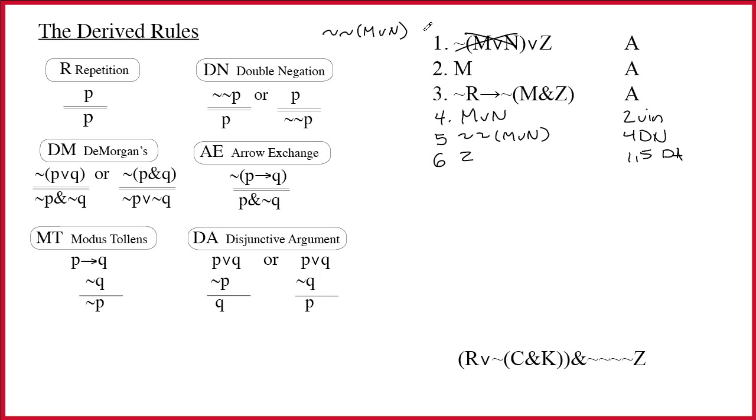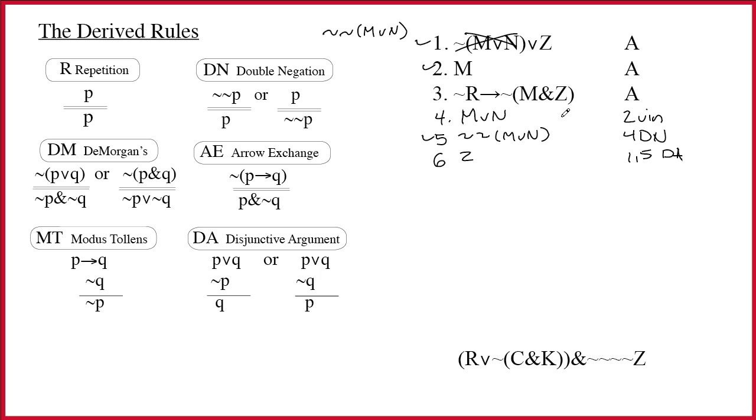Okay, we worked with 1 and 5. Let's check those off, and we work our way down. We also worked with 2. And we look at line 3. Well, line 3 is an arrow, so we know we want to think about arrow out and modus tollens. What would we need to do arrow out on line 3? Tilde r, and we don't have that.